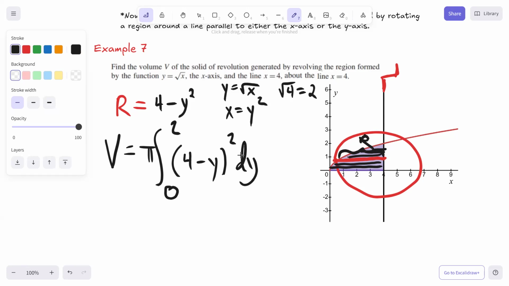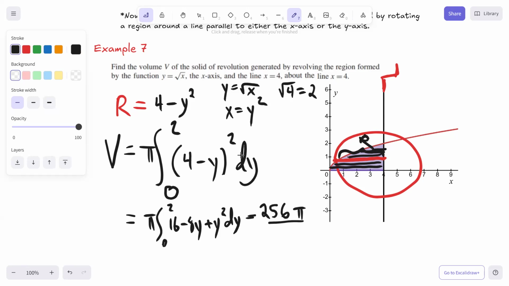Okay, so what we would do here now is FOIL that out. And you have pi times the integral from 0 to 2 of 16 minus 8y plus y squared dy. And this would give us a final answer of 256 pi over 16, which is approximately 17.067 pi.